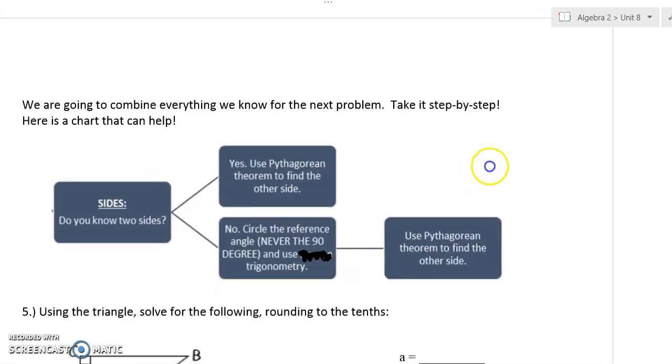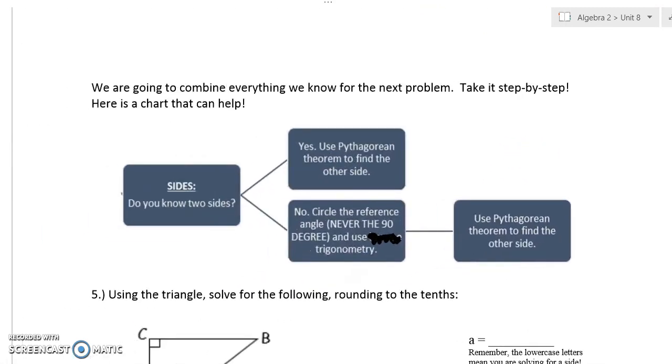Now, this chart that you see is kind of to give you an idea of what you can do. For example, if you know that there are two sides, hey, use the Pythagorean theorem. But if there aren't two sides, so the answer is no, circle the reference angle and use trigonometry, and then you might have to use the Pythagorean theorem to find the other side. So it's a two-step problem. It's a little bit harder.